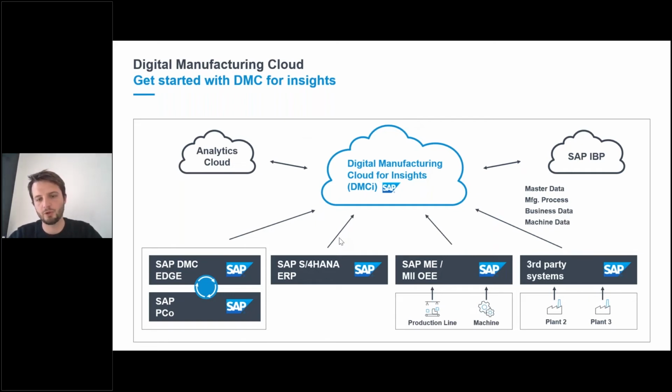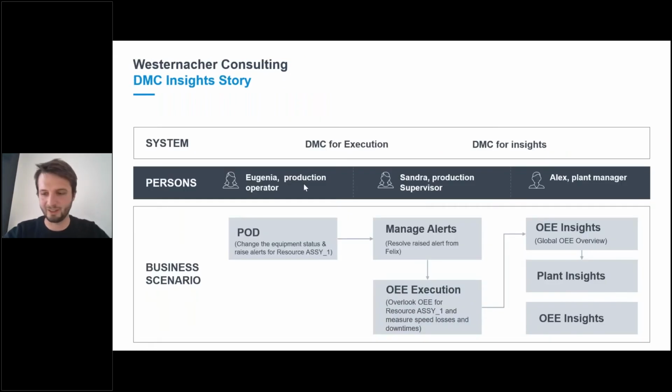Maybe also interesting to highlight within the SAP S/4HANA and ERP integration to SAP DMC. So there's a seamless integration into the QM and also, of course, the PP module. Okay, so now I'm heading back to Eugenia to start with the demo finally.